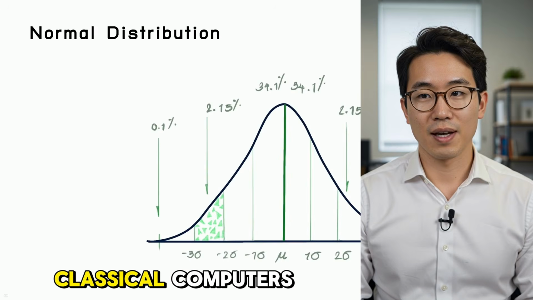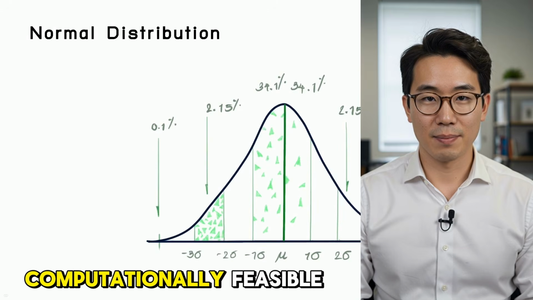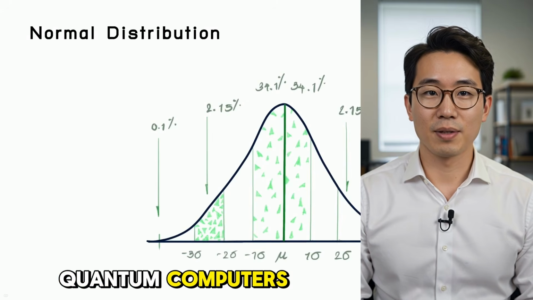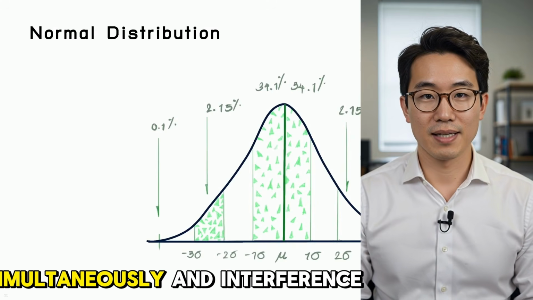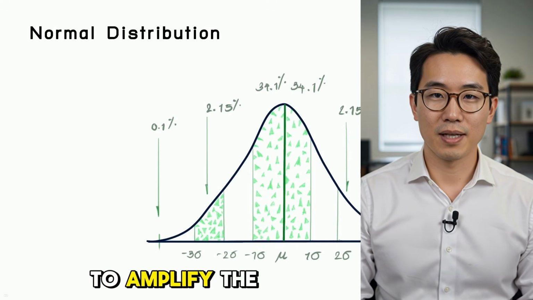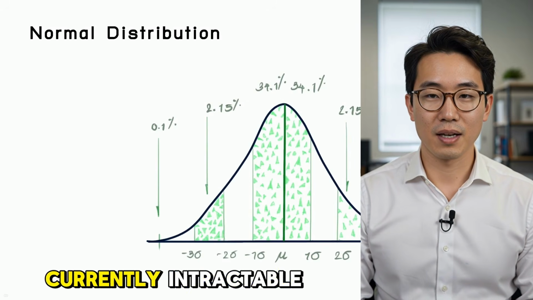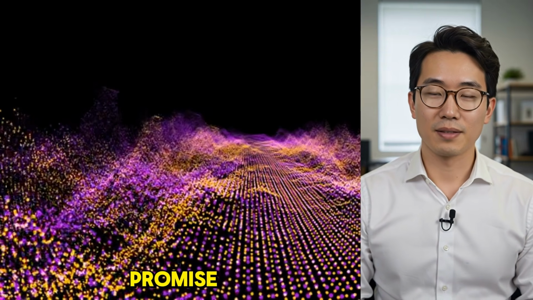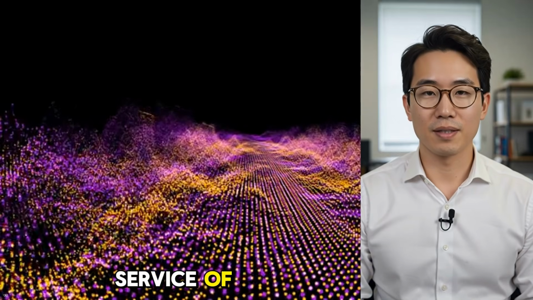These are problems where classical computers, even the most powerful ones available, reach the limits of what is computationally feasible. Quantum computers, exploiting superposition to explore all configurations simultaneously and interference to amplify the best solutions, could find optimal or near optimal answers to problems that are currently intractable. This is the promise. This is what all the noise, literal and figurative, is in service of.